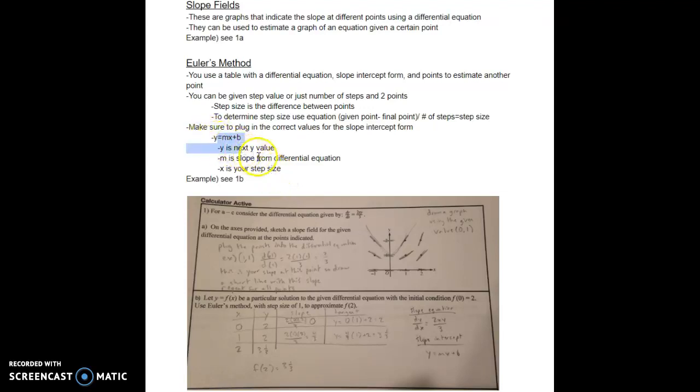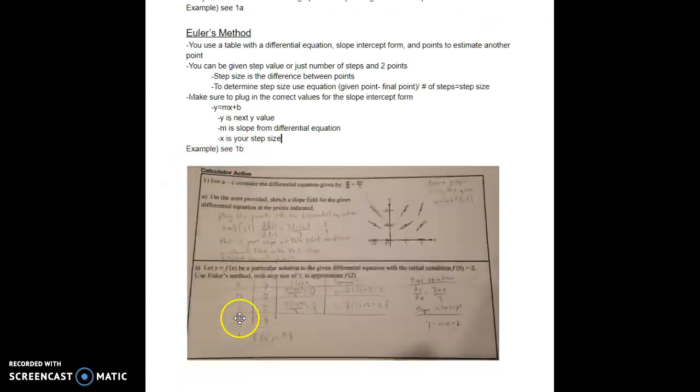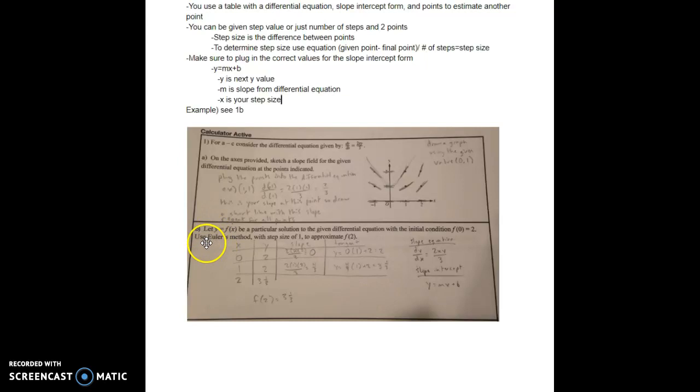And this is just giving you what you use for your slope-intercept. So y is going to be your next y value, not the row that you're doing the slope-intercept form on, but the next y. m is your slope, which you get from your differential equation when you plug in your x and y. x is your step size, not your actual x value. So our example is 1b.